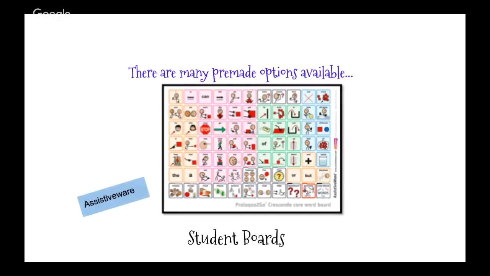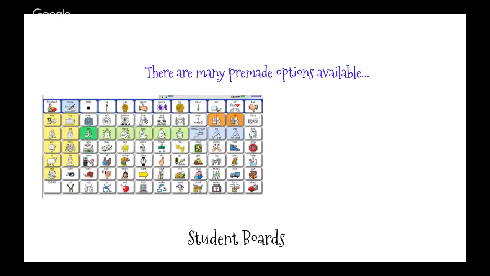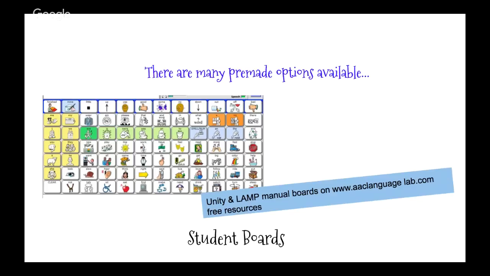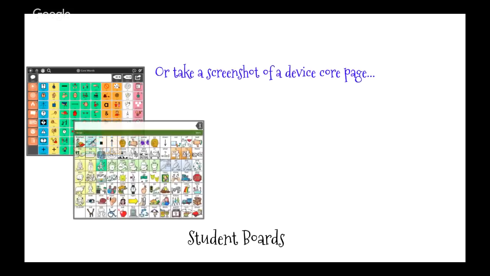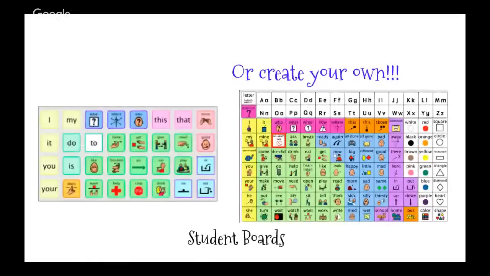Proloquo has this nice one through AssistiveWare. No Problem. Click Happy. Not a problem. Unity and LAMP, you can find those at AAC Language Lab. There's free right there, so check those out. What we really like to do, though, is we often will just take a screenshot of a device page and print it out, and that becomes our core board. It's also a really nice tool to have for that no-tech backup, because we know that technology does have glitches from time to time. So that's just a really nice nugget to put aside. Take a screenshot, and bam, you have your home page of that core focus.